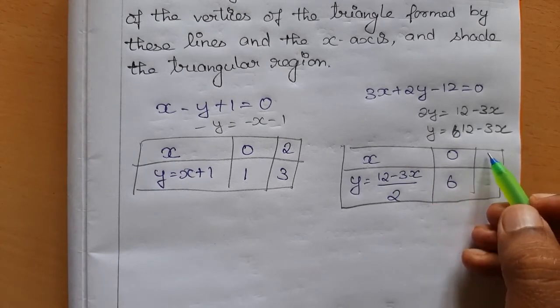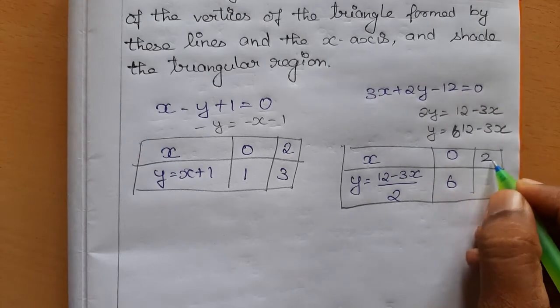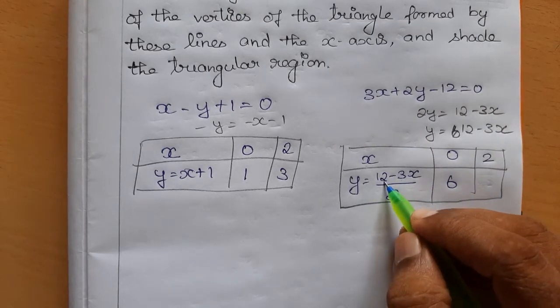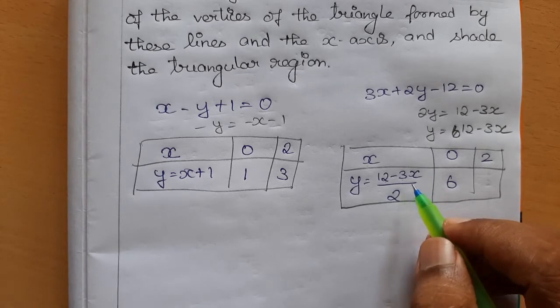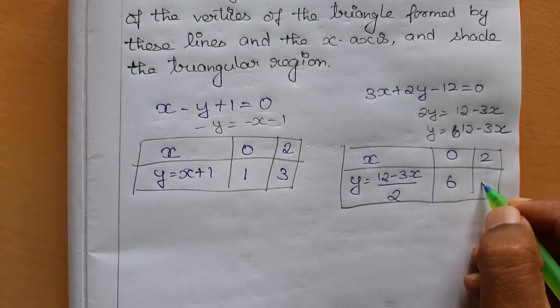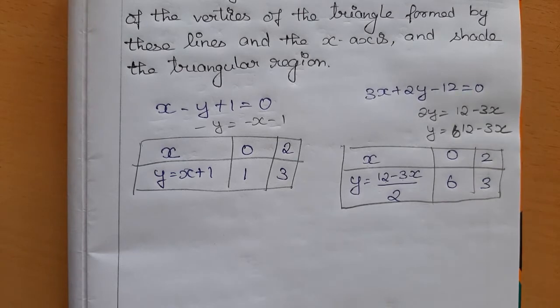And consider here the same 2 I will consider. So 3 2s are 6. 12 minus 6 is 6. 6 by 2 is 3. So we got two points. Now we have to draw the graph.